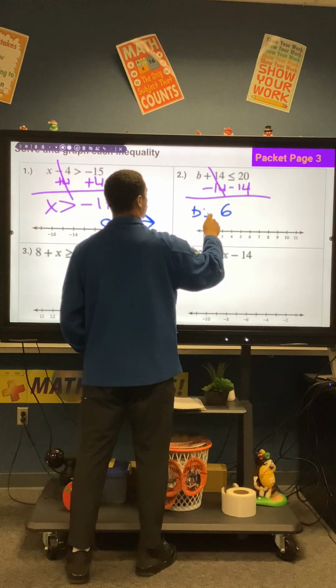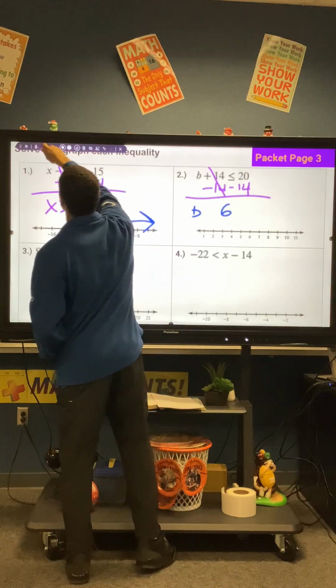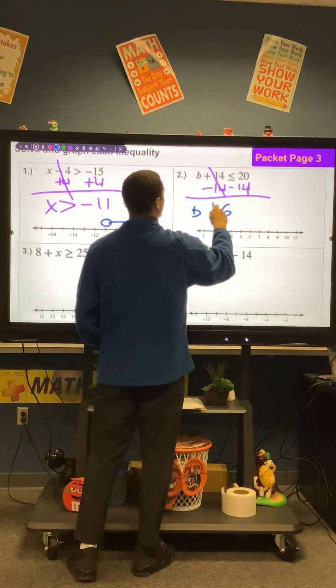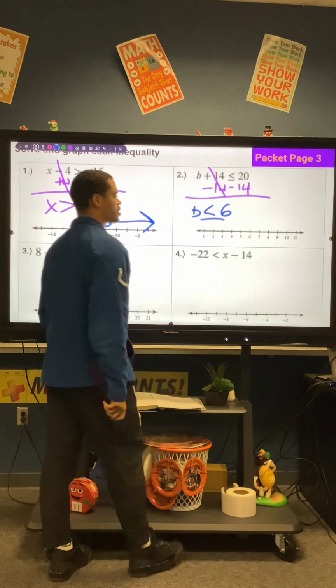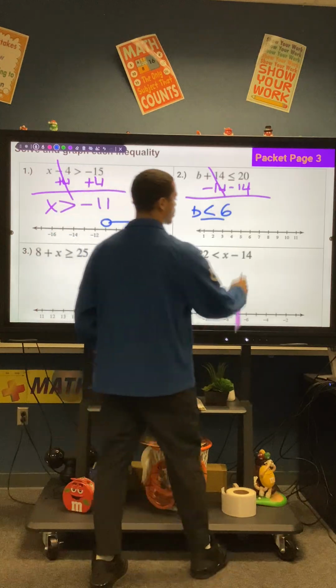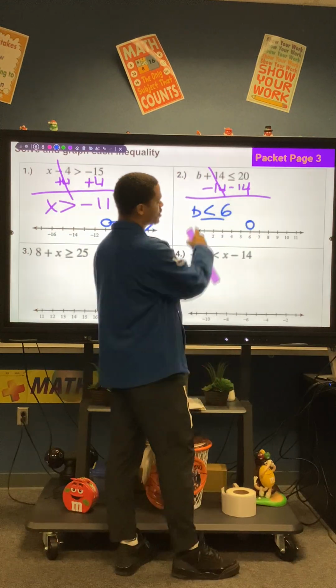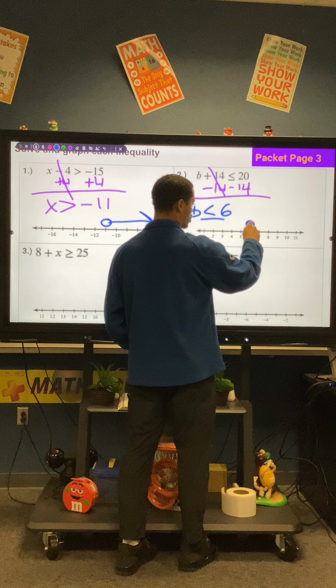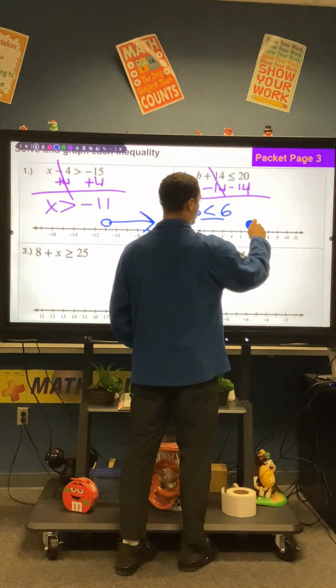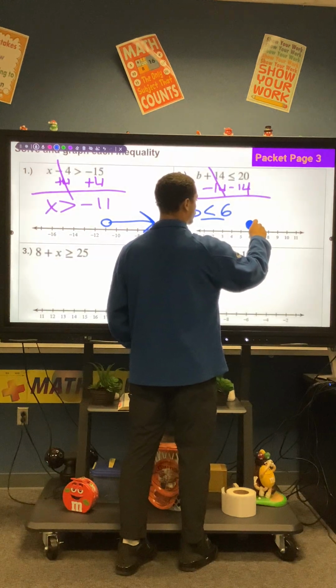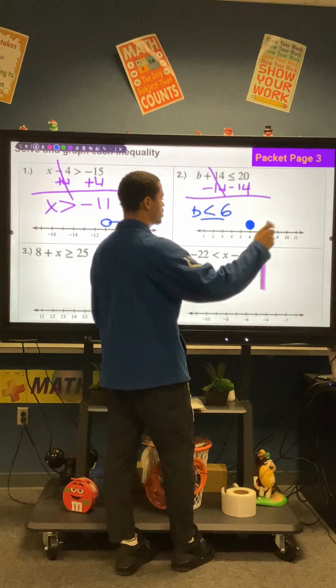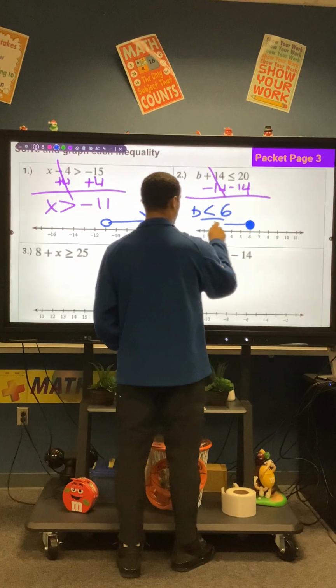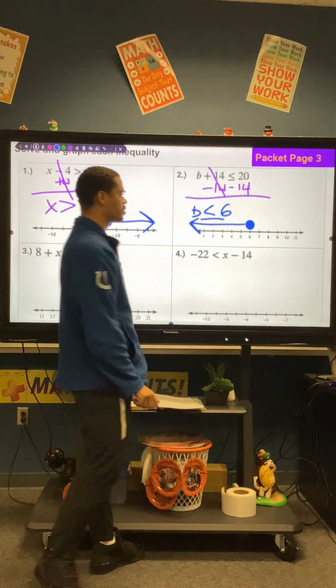It's less than or equal to 6. So I'm going to go over to 6. Draw a circle since I have an equal to, a line under my less than. I'm going to color in my circle, and then since b is less than or equal to 6, I'm going to go to my left.